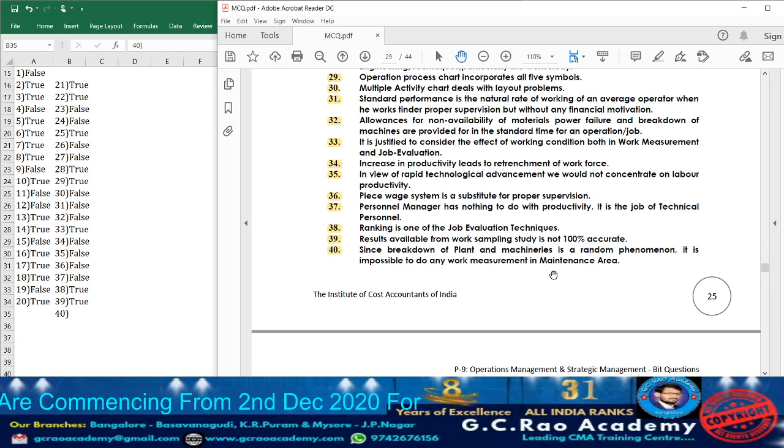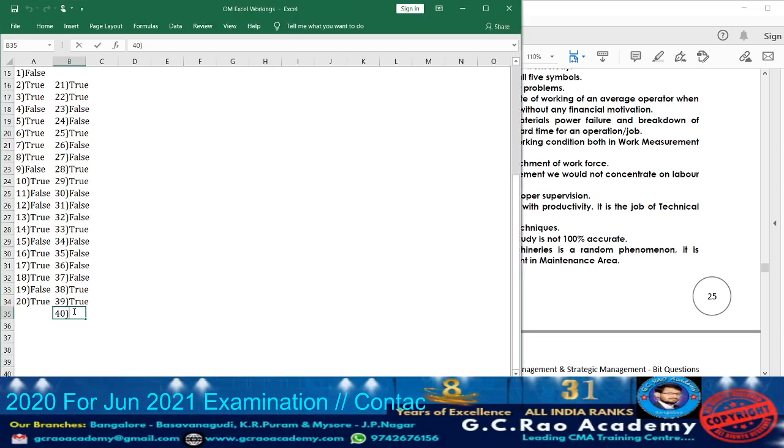Sorry, it is false. Usually whenever a breakdown happens, in that area the other work can be performed, but they are telling it is impossible to carry on work measurement. So statement 40, it is false.